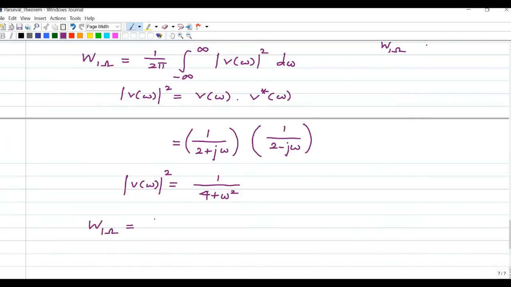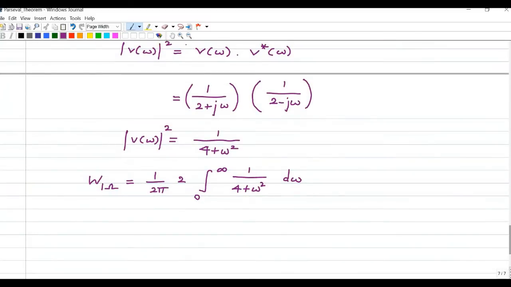Okay, so let me substitute this inside the formula. W1 ohms is equal to 1 over 2 pi. See what I can do. Instead of writing from minus infinity to plus infinity, I can write 2 times integral 0 to infinity 1 over 4 plus omega square d omega. So you can cancel this two.